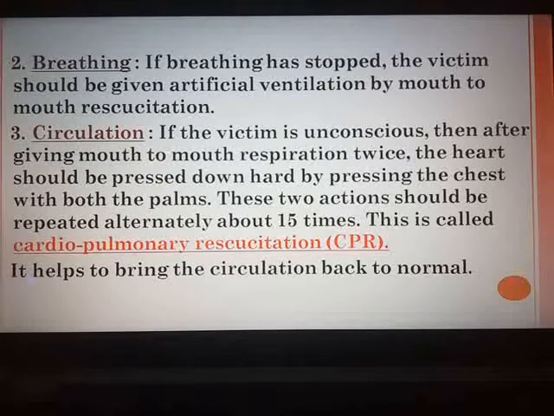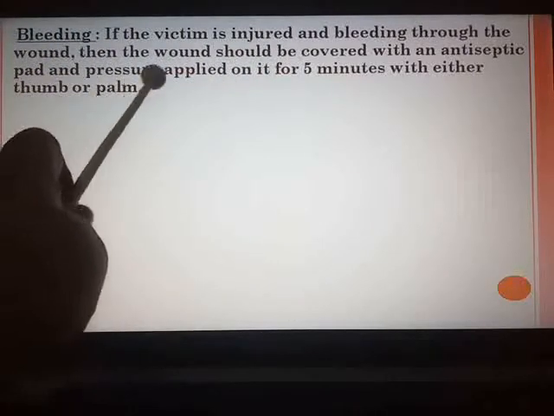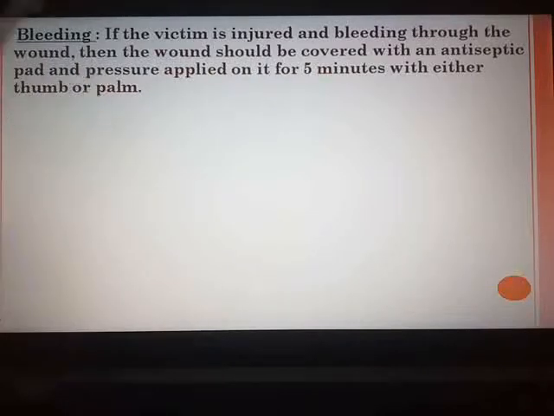Now after that, on the same page, you can see in that yellow colored block, if the victim is bleeding or if the victim has any fracture, then what first aid you have to give, that also is very important. Bleeding: if the victim is injured and bleeding through the wound, then the wound should be covered with an antiseptic pad and pressure applied on it for 5 minutes with either a thumb or a palm.